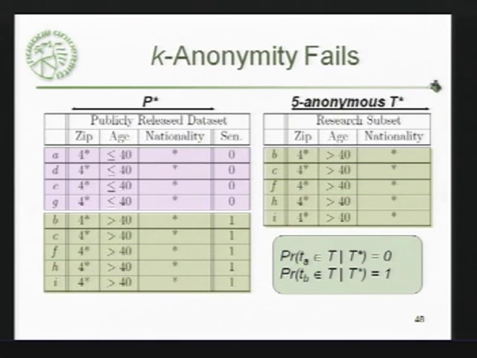K-anonymity fails in this case. Here is a 5-anonymous data set, and yet I can clearly identify some individuals as being in that data set. Every individual who's over 40 in that public table is in the 5-anonymous data set. So with respect to this delta presence measure, there is no value of k that guarantees you meet this delta presence standard, that you're protected against this type of adversary.